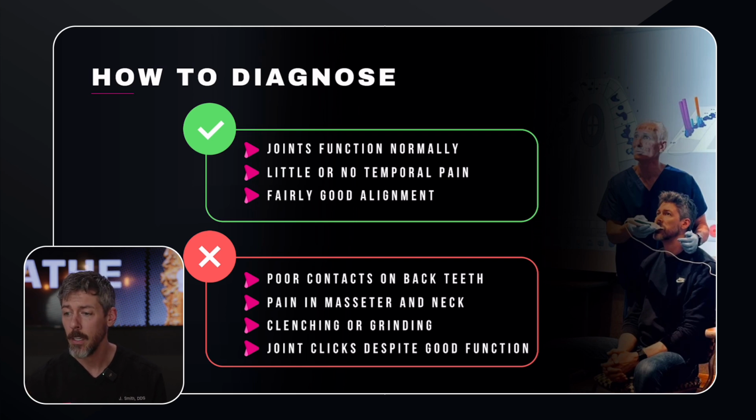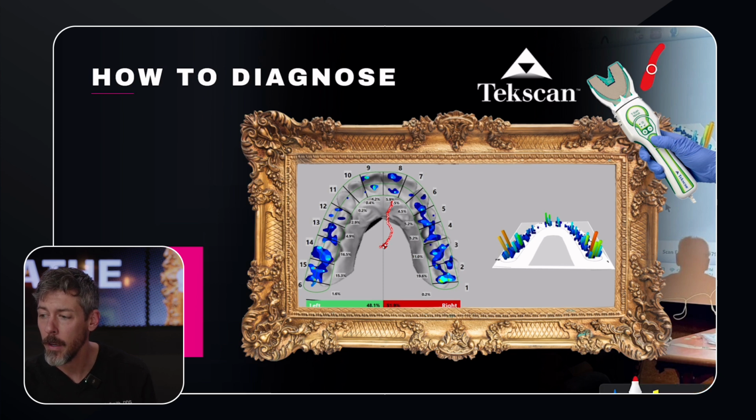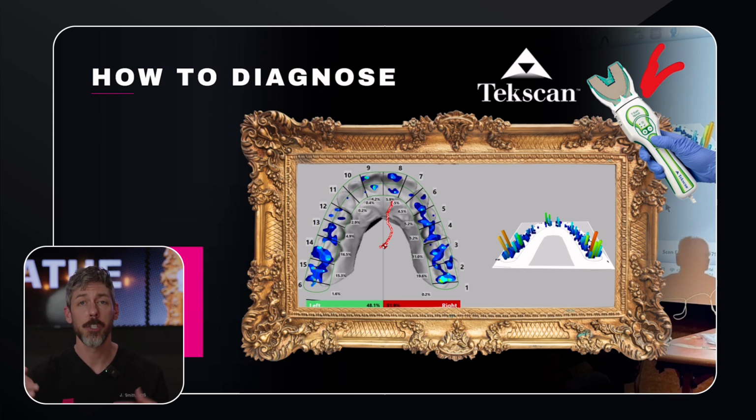In our diagnosis, one of the things that we use here is called a T-scan. So you can kind of see it up here in the corner. It's a little handheld device that we use, and when we have a patient bite on that sensor, it actually shows up in real time on the screen. I have some video showing this in a second.